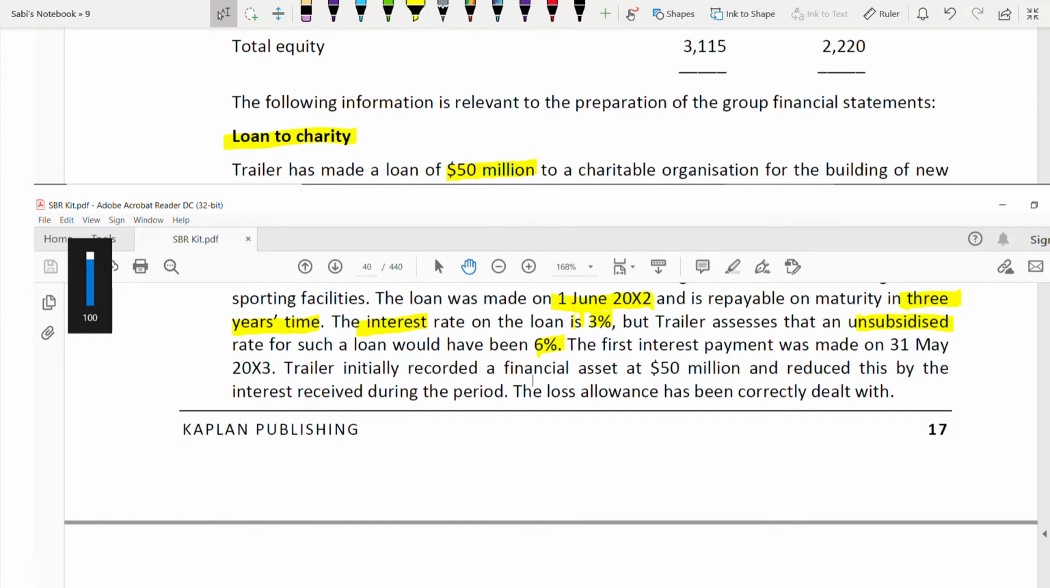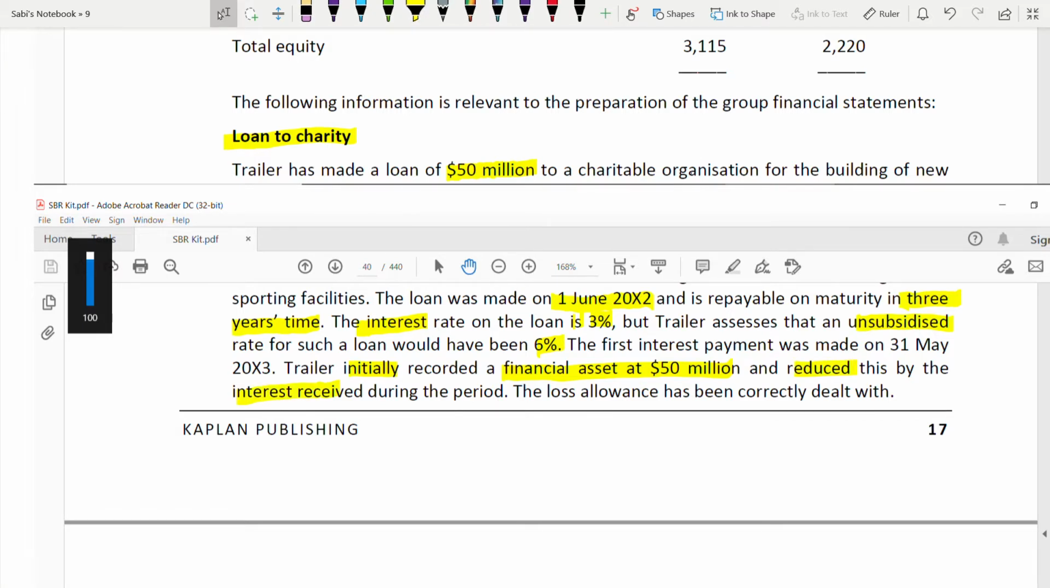So the first interest payment was made on 31st May 2003, definitely, because after a year from 1st of June 2002 to 31st May 2003, 1 year, after 1 year only you start paying interest. Trailer initially recorded a financial asset of 50 million. What did he initially record? A financial asset of 50 million. It was a loan of 50 million, but he recorded it as a financial asset of 50 million and reduced this by the interest received during the period. Reduced by the interest received.